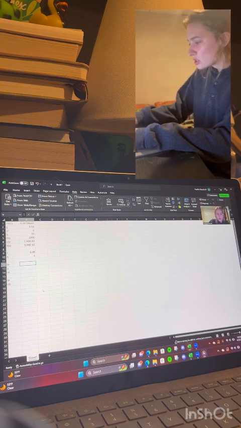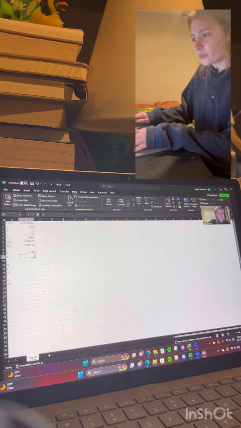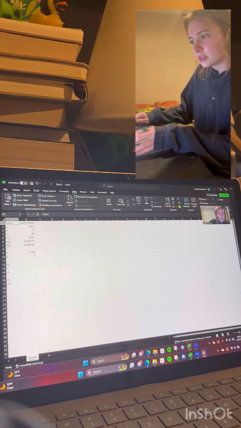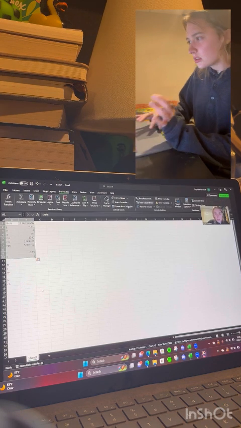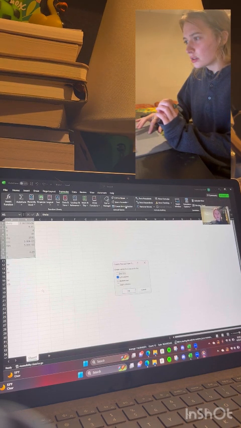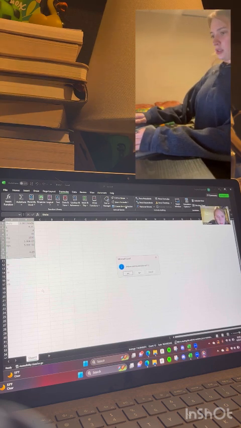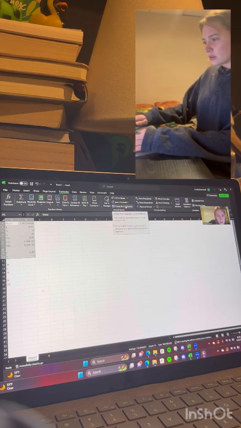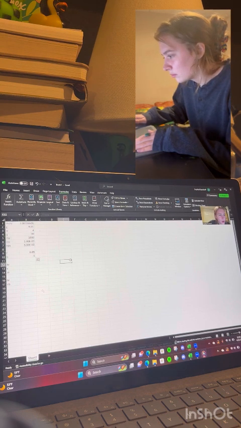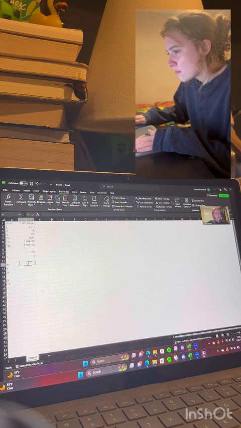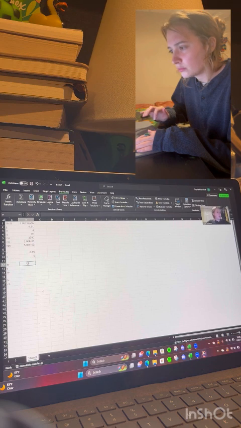So putting our equations in, well, first let's go ahead and use formulas, create from selection.